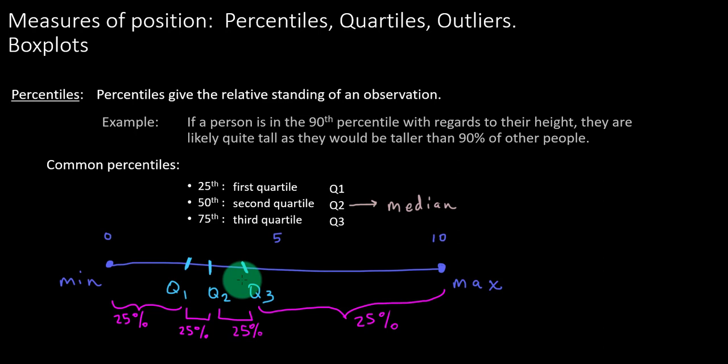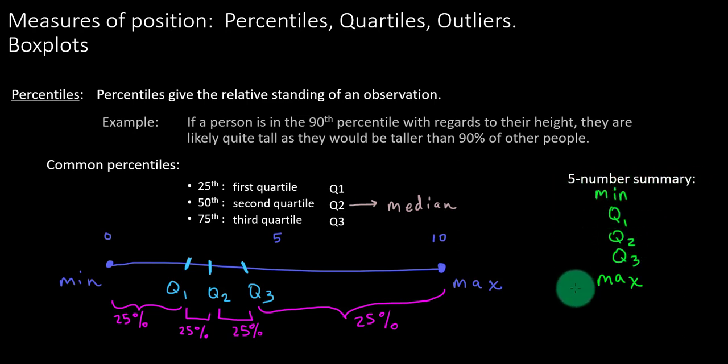Furthermore, sometimes those 5 values are reported, and sometimes they're called the 5-number summary. The 5 values that make up the 5-number summary are the minimum, the maximum, I'll put them in order: the first quartile, the second quartile, aka the median, and the third quartile. So those are the 5 values that make up the 5-number summary from smallest to largest.